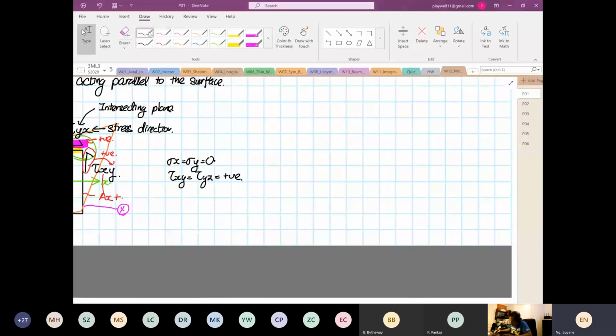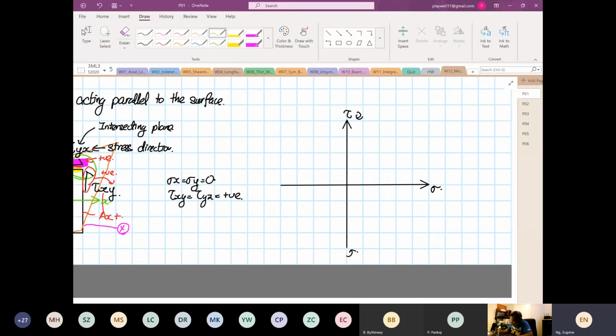So now we're going to construct Mohr's circle. This is our normal stress, this is our shear stress. Element rotate clockwise, element rotate anti-clockwise. And we know that the stress X and the stress Y line is on the center. Okay, it's exactly at the center.